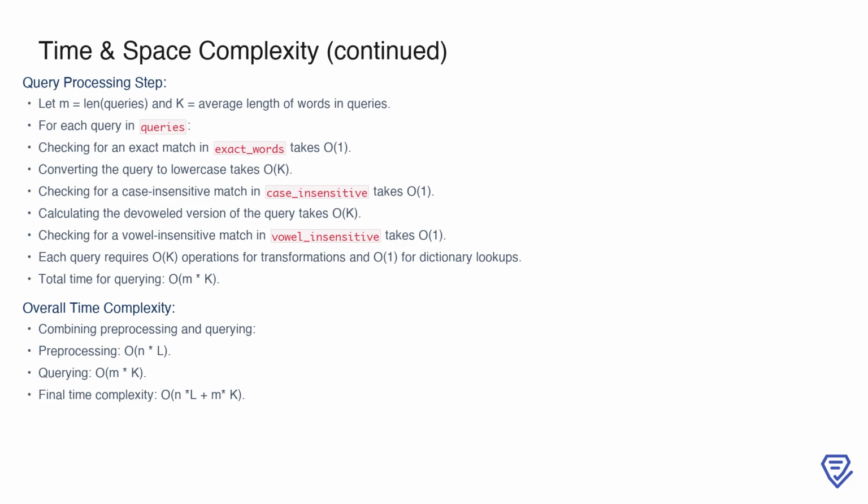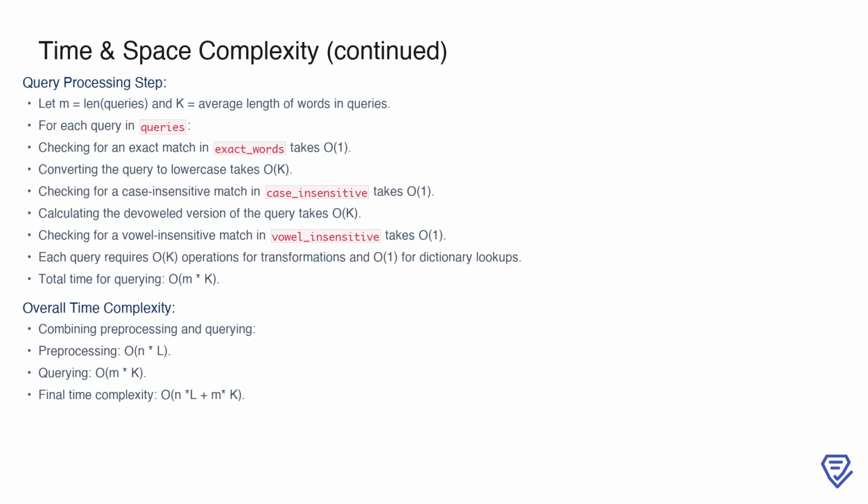If m is the number of queries and k is the average length of these queries, each query requires several operations. First, checking for an exact match in the exact_words set is an O(1) operation. Then, converting the query to lowercase and checking it against the case_insensitive dictionary also requires O(k) for the transformation and O(1) for the lookup. Similarly, creating the devoweled version of the query and looking it up in the vowel_insensitive dictionary involves O(k) and O(1), respectively.